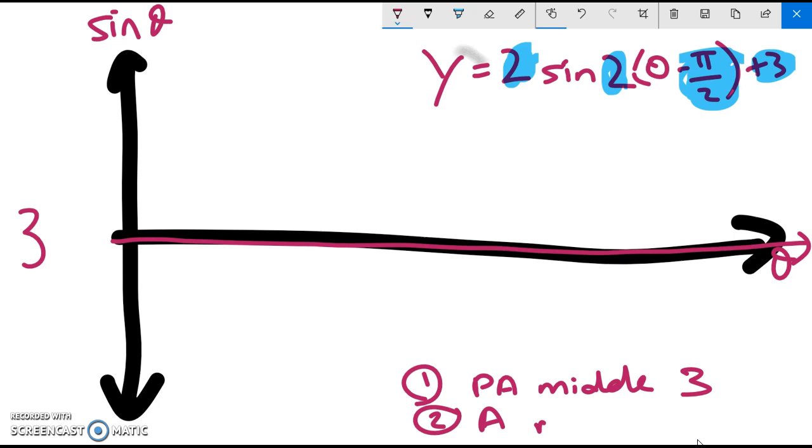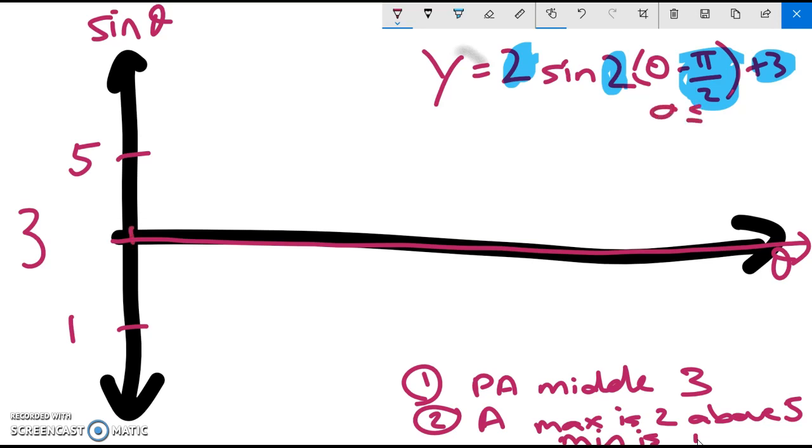Then you do your amplitude. Now your amplitude means the max is 2 above, and the min is 2 below, so the max is going to be at 5, the min is going to be at 1. I'm actually not going to put that in yet, because I don't know exactly where everything is, because I haven't worked out this shift, and I haven't worked out the period. Alright, so say I want to draw this graph maybe from 0 to 4 pi. Okay, so there's 0, here's 4 pi here. 2 pi is somewhere in the middle.